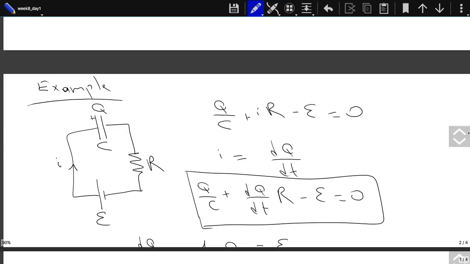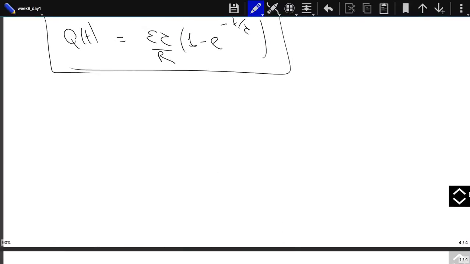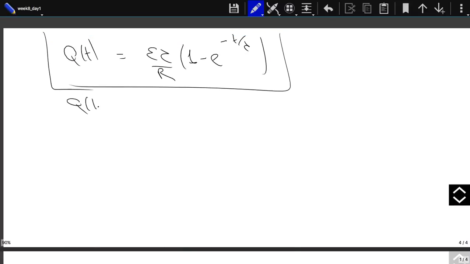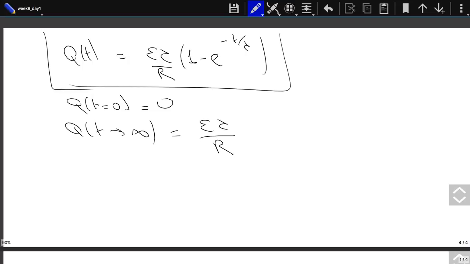So that is something we can check. Well, we already checked that Q at t equal to 0 is equal to 0. Q as t goes to infinity, e to the minus very large number is 0. So this is just 1. So we are left with epsilon tau over r. But remember the definition of tau. Tau is r times c, so this is epsilon times r c divided by r. This is epsilon times c. So this is what we had expected at t goes to infinity. The charge in the capacitor should be epsilon times c, and that's what we obtained.